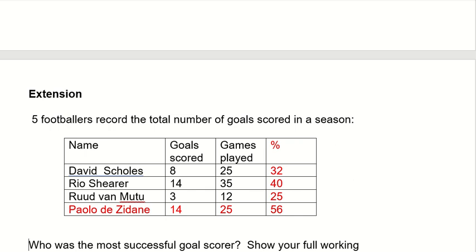You would find that the last player scored 56% of the time that he played. So therefore, the most successful goal scorer is the last player.